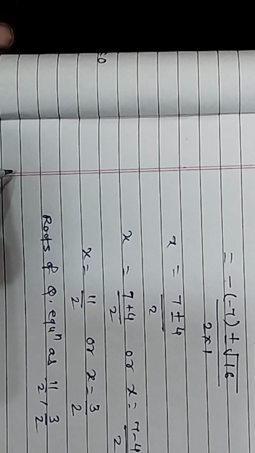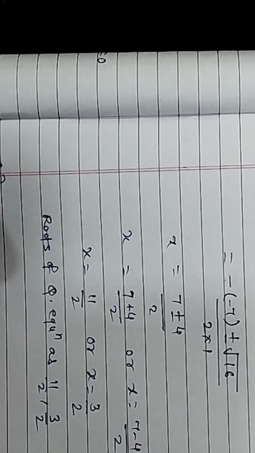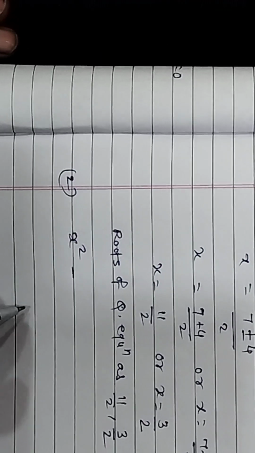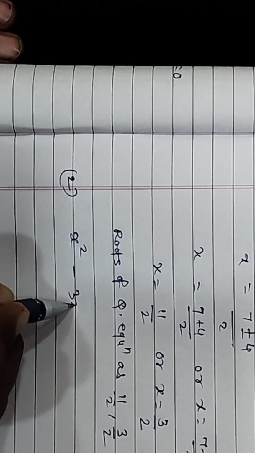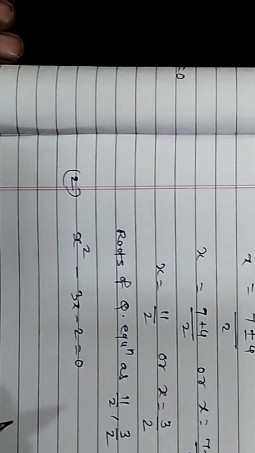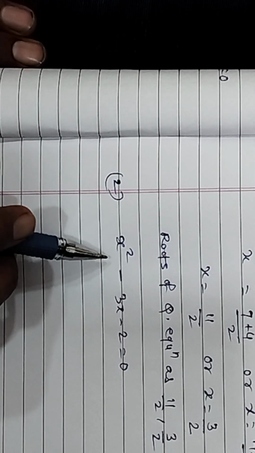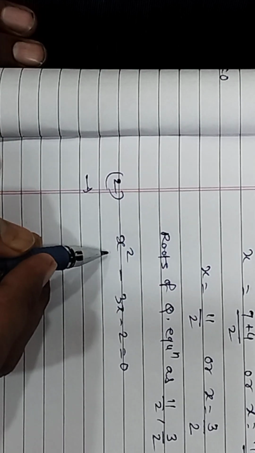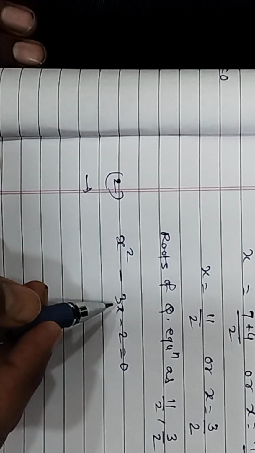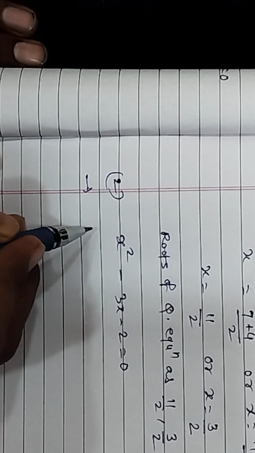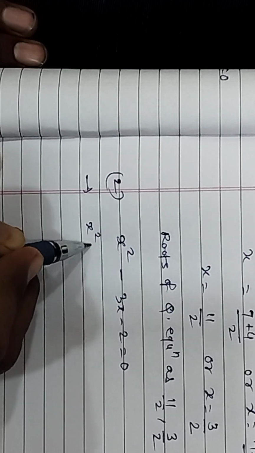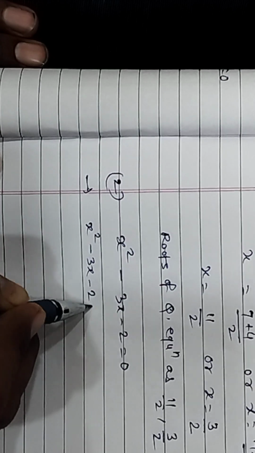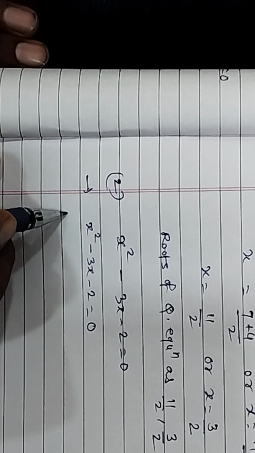Here we also solve example number 2, that is x square minus 3x minus 2. Compare this equation with the general equation of quadratic equation, that is ax square plus bx plus c. Here we will repeat this equation as x square minus 3x minus 2 is equal to 0.